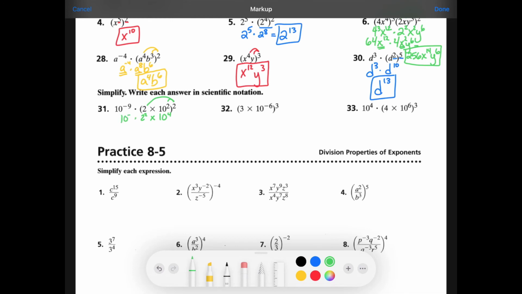Go ahead and bring down that 10 to the negative ninth. So 2 to the second is 4. Now at the tens, remember we're adding the exponents. So negative 9 plus 4 is negative 5. Scientific notation is the only time you can have negative exponents.